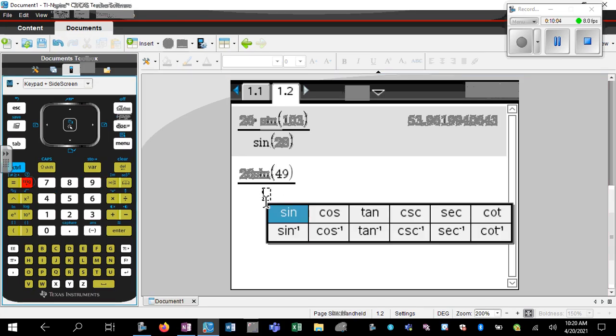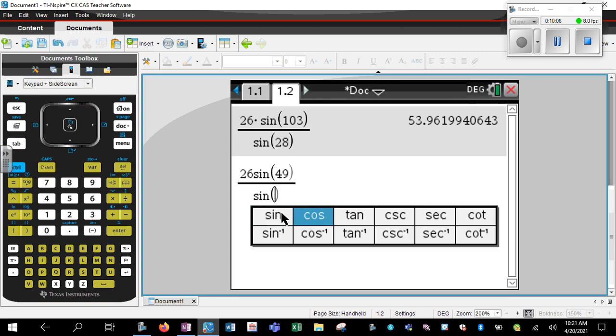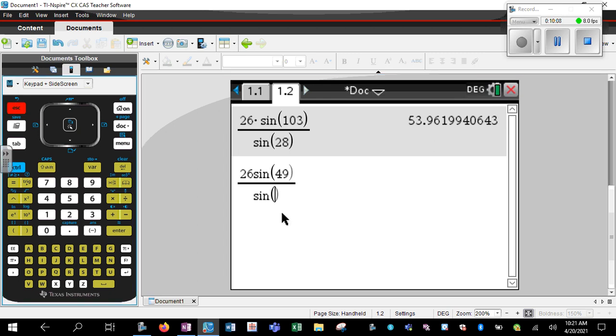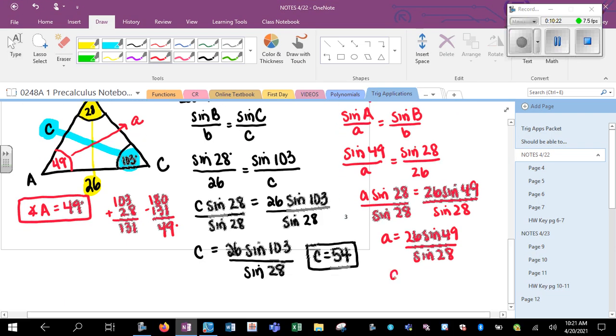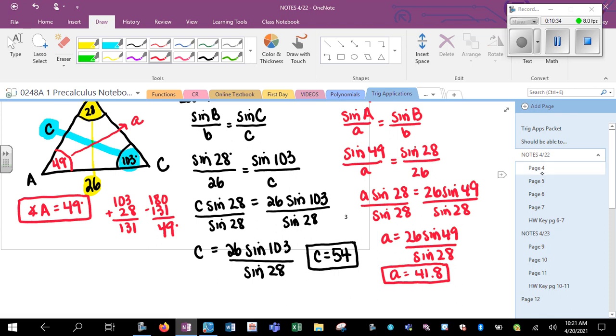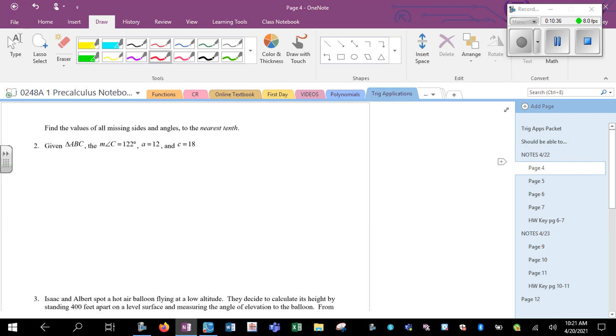Because we're 100% relying on our calculator now, we know that we have to be very careful about typing it in correctly. To the nearest tenth looks like we get 41.8. So that is my side A. Once I have found all angles and all sides, my triangle solution is complete. And that's the law of sines. Let's turn the page, try another one.